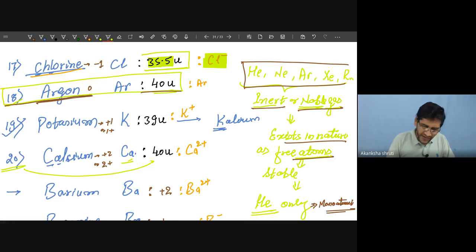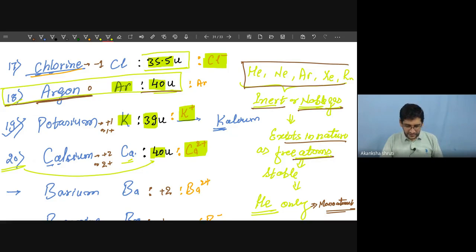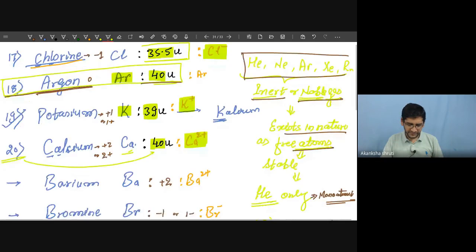Coming to the next one, argon. Argon mass is 40, but since it is a noble gas, it will not form any ion. So it will exist as Ar only. Coming to potassium, just one after this noble gas, so it is +1, K+, mass is 39. Calcium 40 and the ion is Ca2+. Up to this much, 20, you have to keep in mind. These are very frequent.